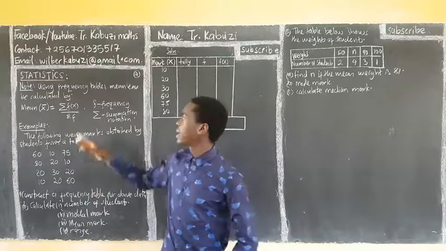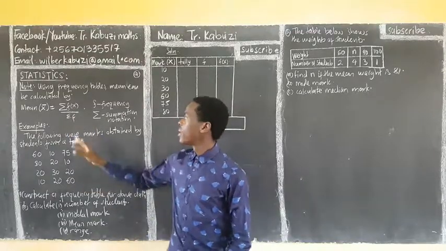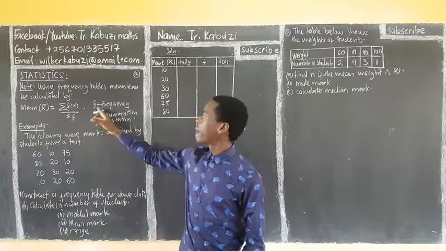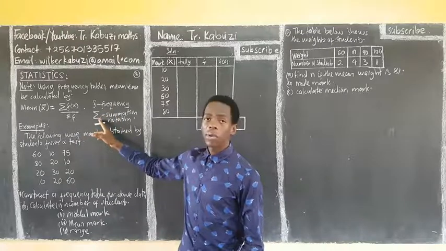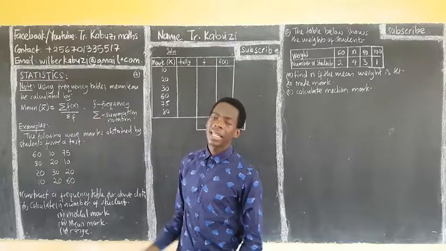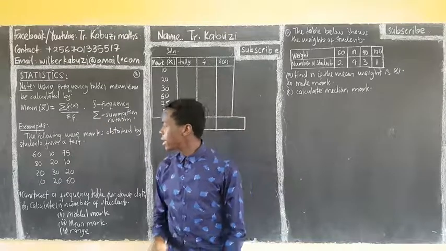We get it by saying summation f of x over summation f, where f is the frequency. This is what we call the summation notation, or the sigma notation. Some people call it like that.